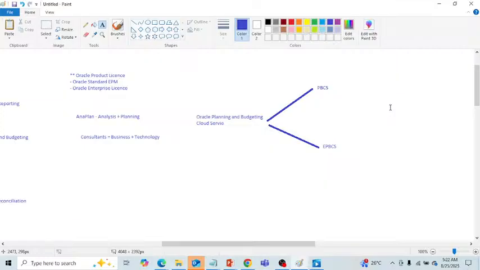But if you want the things in a hurry, in a ready-made thing, that I want a specific software and I will do each and everything in that specific thing, so absolutely you can go for the EPBCS software. So it is all about the requirements of the customer, and how the organization needs. So that is the basic difference between the PBCS and the EPBCS software.